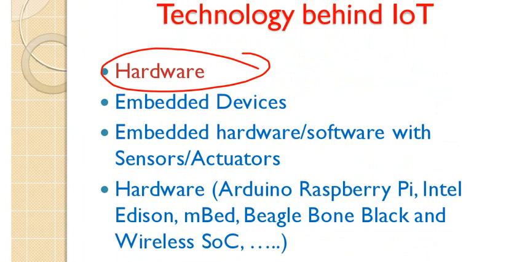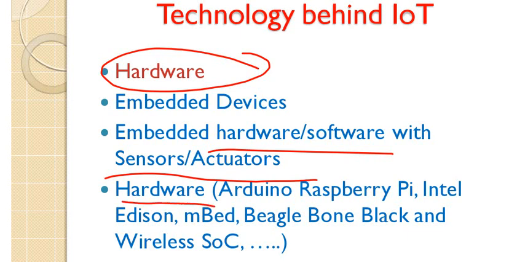So embedded hardware, embedded software with sensors and actuators. We will take some of the examples when we speak about the hardware. See here, Arduino, very familiar to most of you. You must have seen an Arduino board. All of you must have seen, some of you must have already worked with the Arduino board.